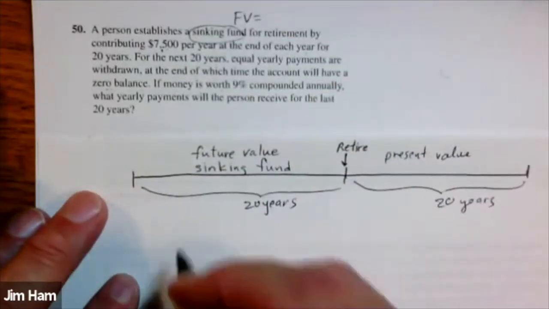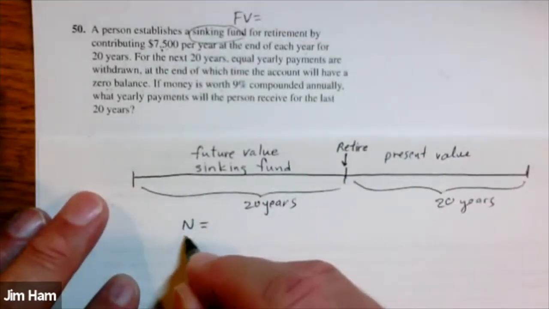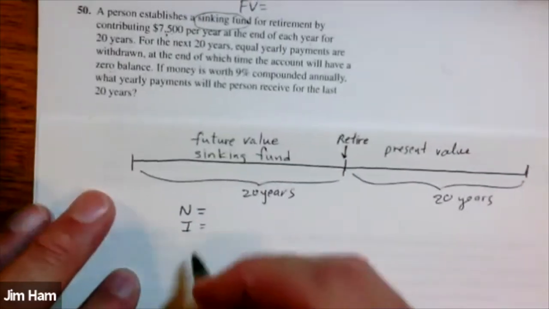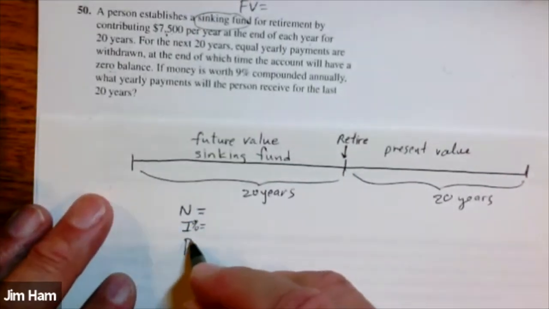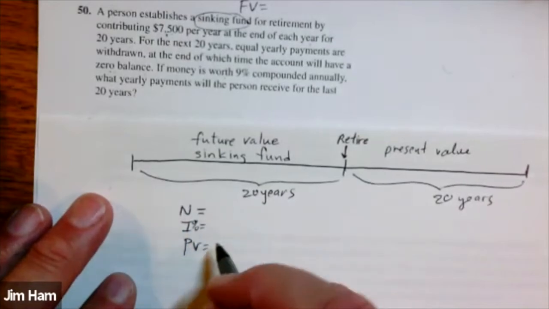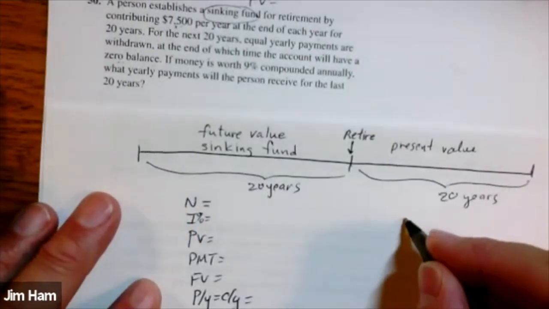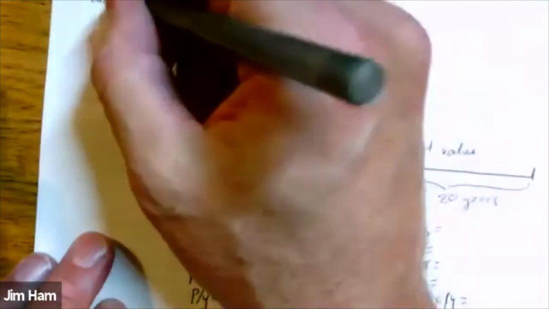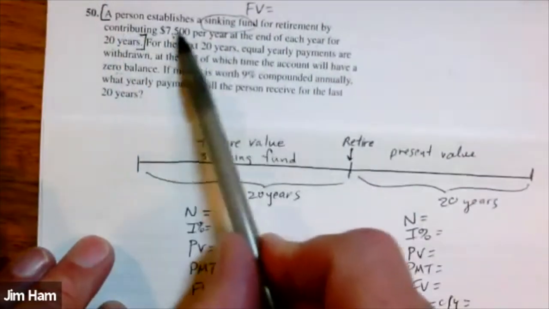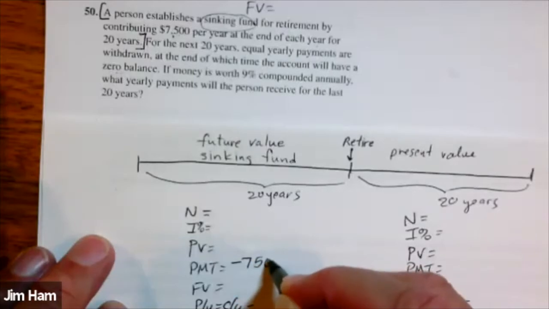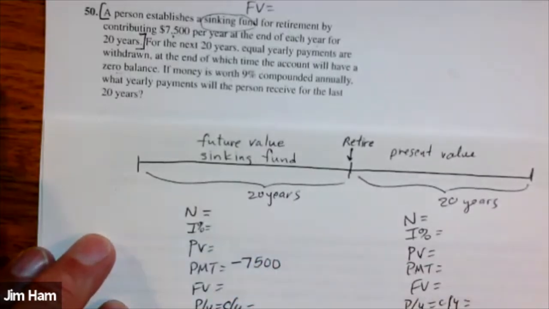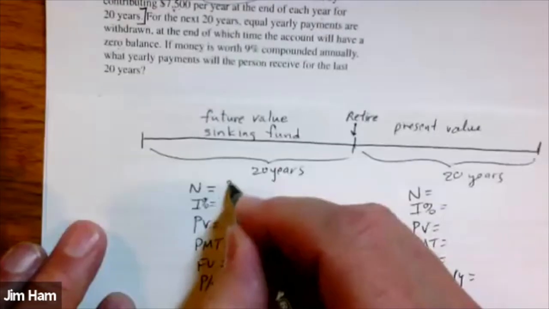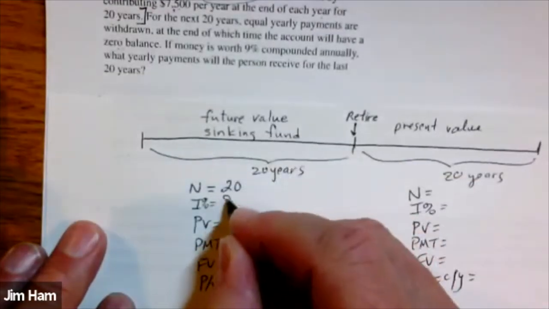All right, so what I tell students is just think about the first half of the problem and write down all the inputs to the TVM solver. It might appear that you have fewer values than you need to answer the problem, and do the same thing with the present value problem. So we're going to focus in on the sinking fund up here first. They contribute $7,500, and that is the annual payment. And interest throughout this whole problem is compounded one time per year, for 20 years, at an interest rate of 9%.